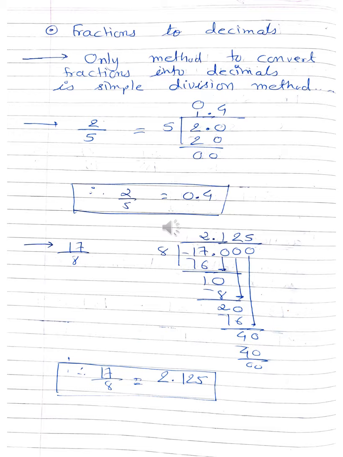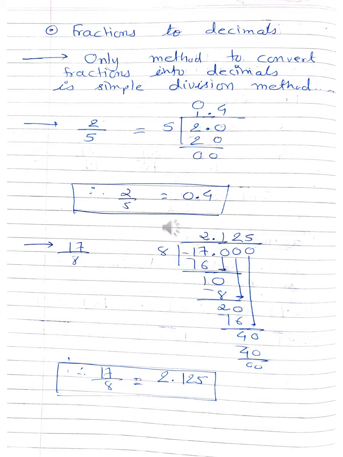Now it's time to learn how to convert fractions into decimals. The only method to convert fractions into decimals is known as the simple division method. Let's take the examples. If the fraction given is 2 upon 5, we need to divide 2 by 5. Just by dividing it, we get the answer 0.4. That is the decimal expression of the fraction 2 upon 5.